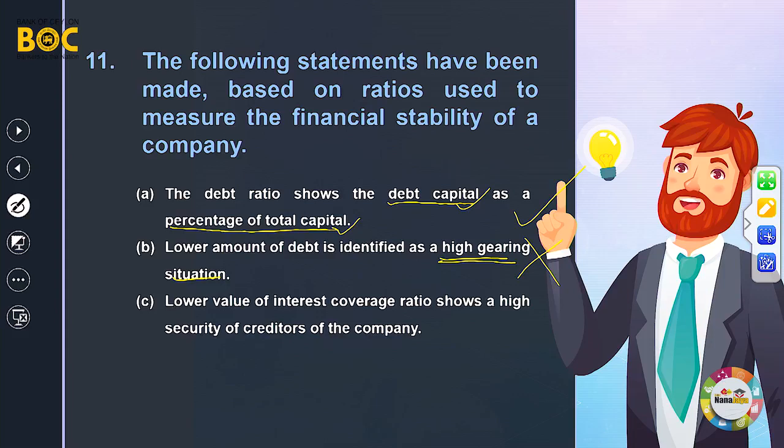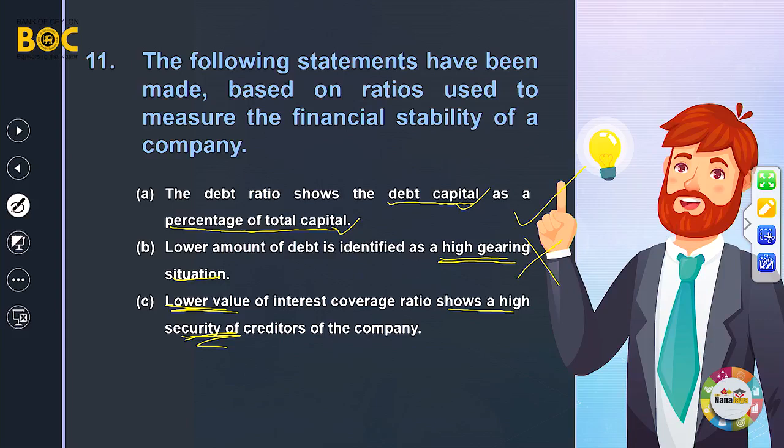The statement is false. Now to read statement C: a lower value of interest coverage ratio shows high security of creditors. This is a good question. In the syllabus, you have three financial stability ratios: debt ratio, debt equity ratio, and interest cover ratio. It addresses everything.